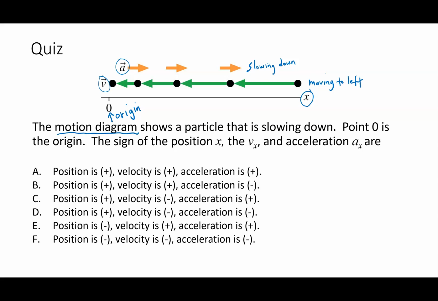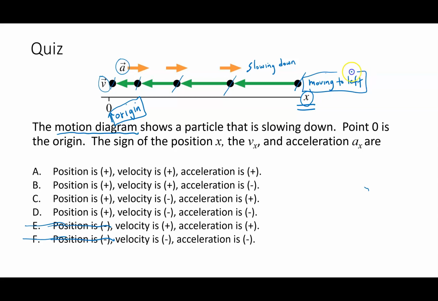But in terms of assigning positive or negative to each, again, this boils down to our coordinate system. Choosing whether position is positive or negative depends upon where the origin is located. This particle in every situation is to the right of the origin, so the position is positive. So we've ruled out E and F. Those cannot be the answer.